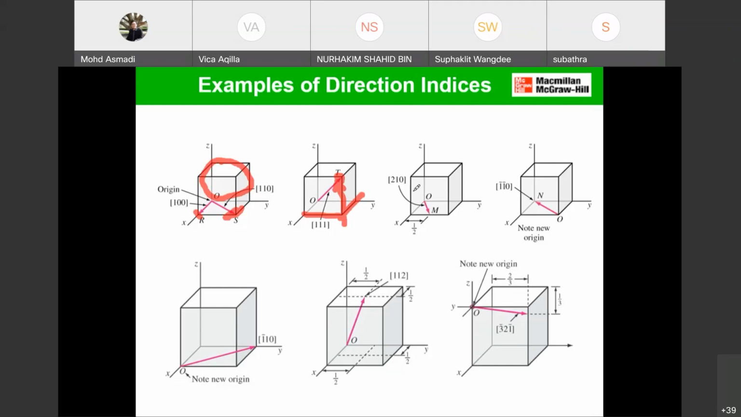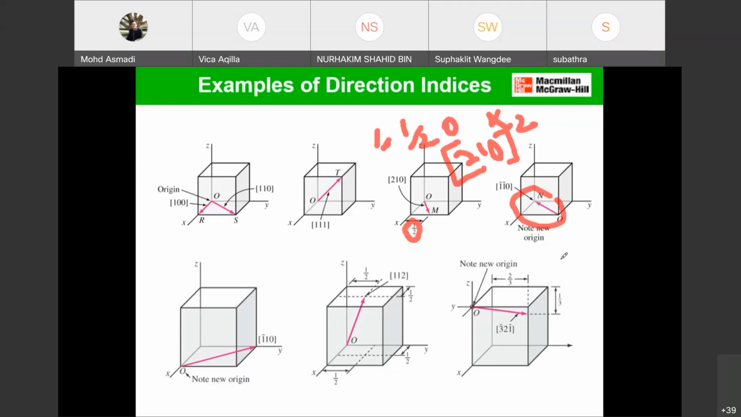Okay, this is 210, meaning that if you get here, that is half. Because this is a half, when you convert it into integers, it is 1, half, 0. So multiplied by 2, it is 210. Similar also for this one.